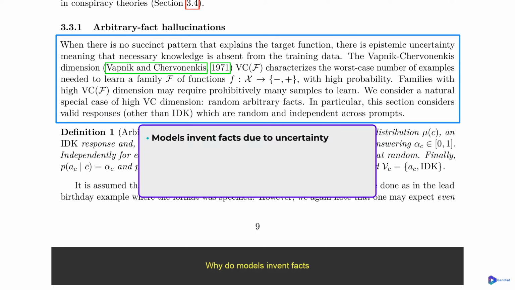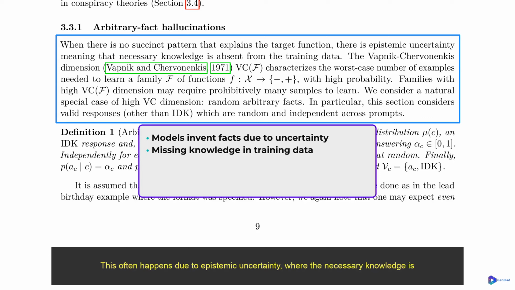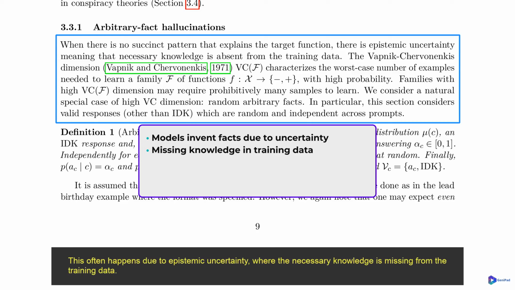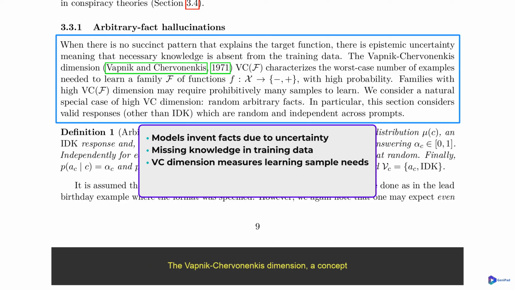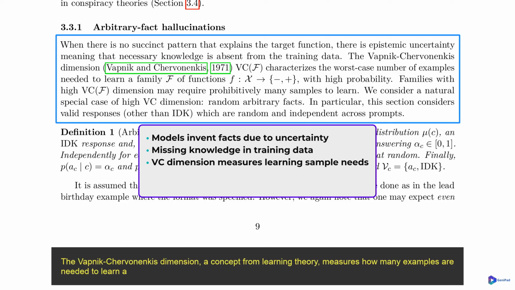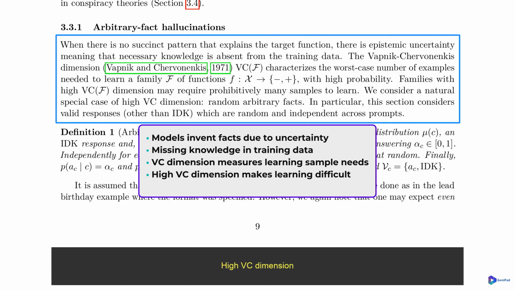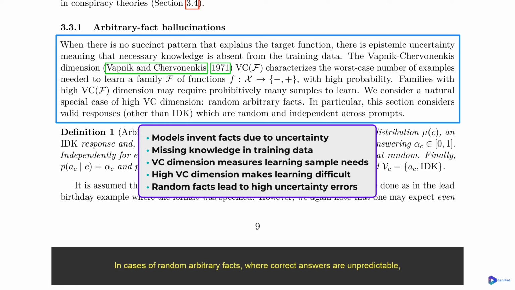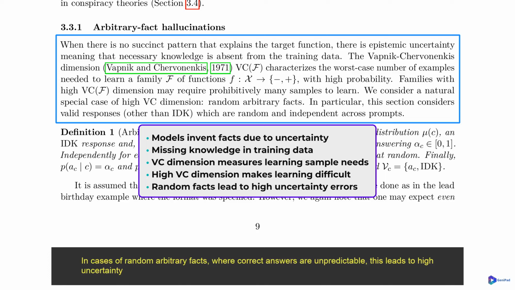Why do models invent facts out of thin air? This often happens due to epistemic uncertainty, where the necessary knowledge is missing from the training data. The Vapnik-Chervonenkis dimension, a concept from learning theory, measures how many examples are needed to learn a function family. High VC dimension means learning requires many samples, making it tough for models to grasp patterns. In cases of random arbitrary facts where correct answers are unpredictable, this leads to high uncertainty and errors.